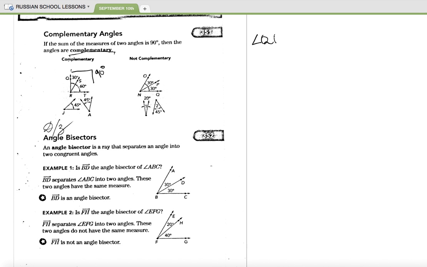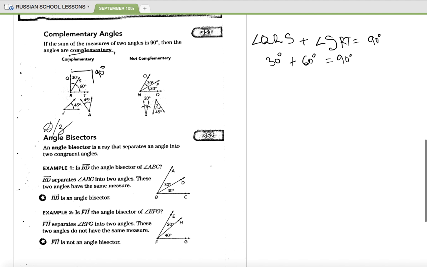angle QRS plus angle SRT equals 90 degrees, because 30 plus 60 equals 90. 30 plus 60 is 90, complementary.